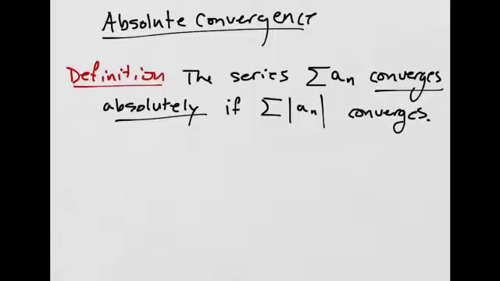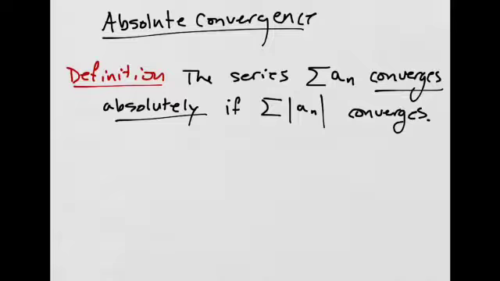And what that means is all you're doing is taking the absolute value of the sequence on the inside and then considering that series. And if that converges, then this converges absolutely. It's just a term for that. It converges when the absolute value version converges. Also, if your series converges absolutely, it means it converges normally. I'm going to try and make examples so you know what the heck I'm talking about.